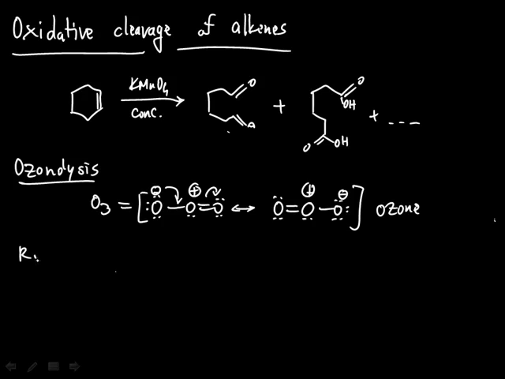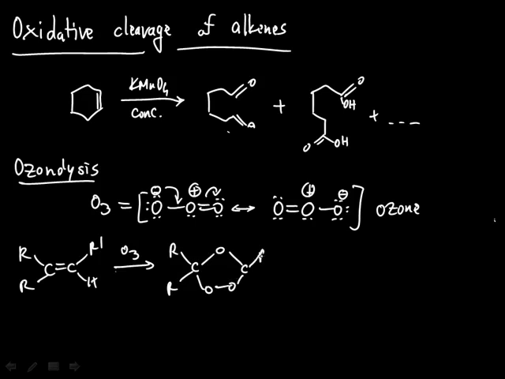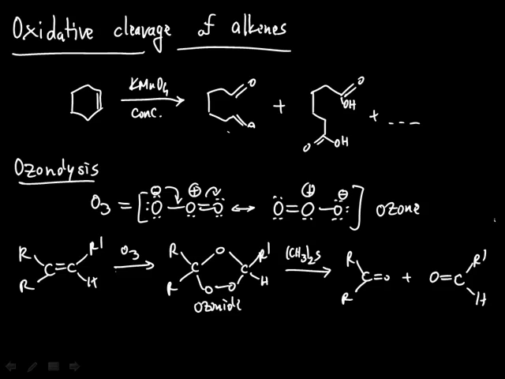So when exposed to ozone, an alkene will initially form a so-called ozonide, which is this species with a 5-membered ring which has 3 oxygens and 2 carbons. Exposure of this ozonide to reducing agents such as dimethyl sulfide will give us two carbonyl compounds, in this case a ketone and an aldehyde. The carbonyl groups are now in the positions where the double bond used to be.